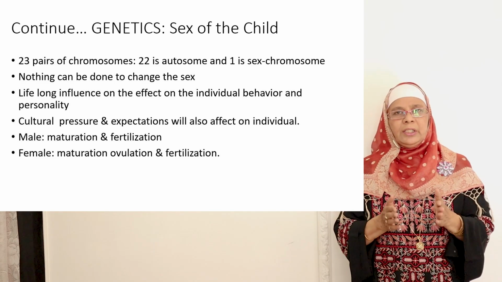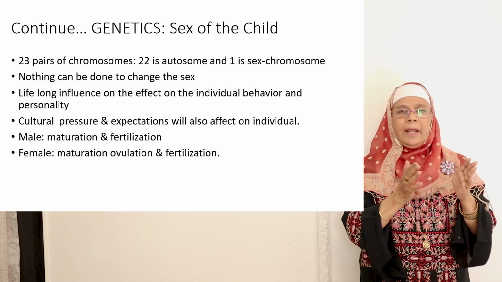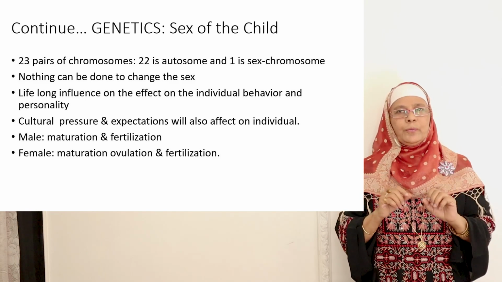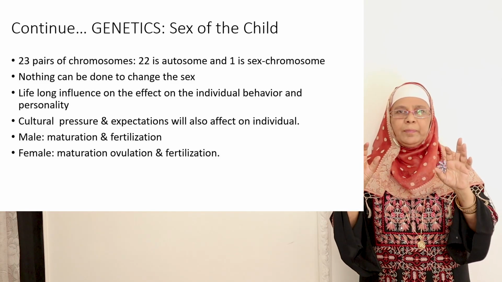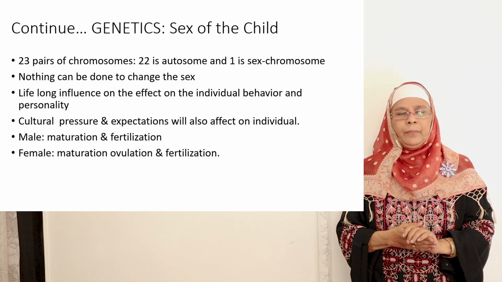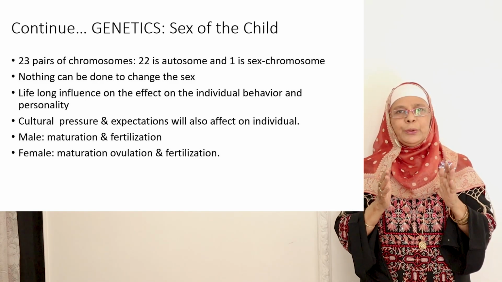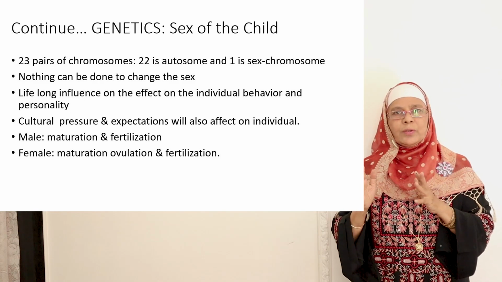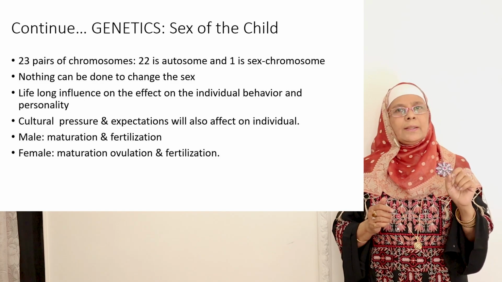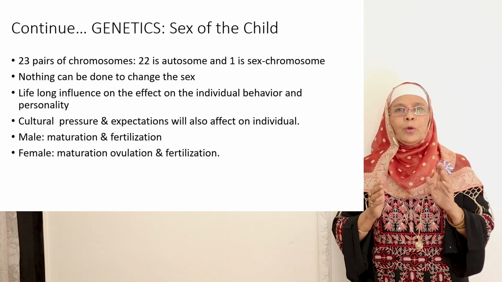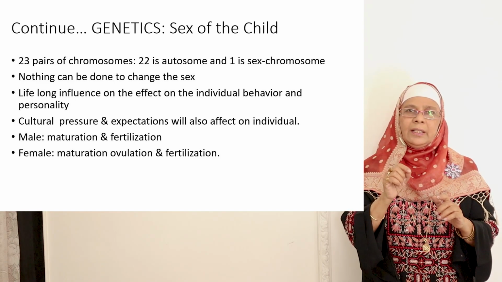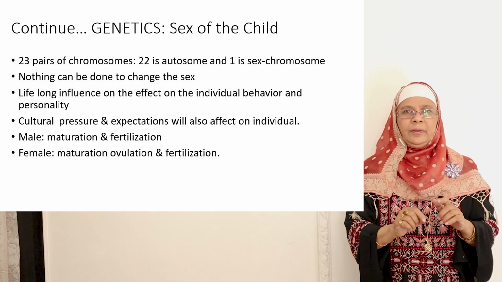In heredity, in genetics, male and female have 23 pairs of chromosomes. These 23 pairs of chromosomes are passed on to the next generation. Out of that, 22 are autosomes and one is known as the sex chromosome. Chromosomes carry genes, and genes are the real carriers of heredity.